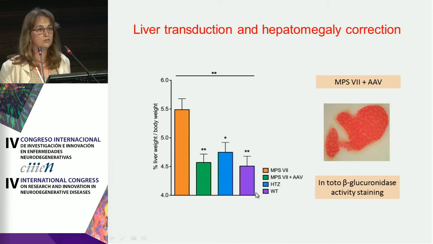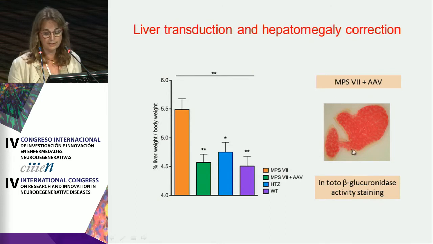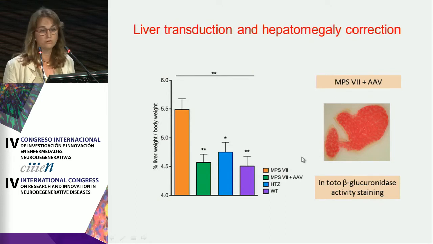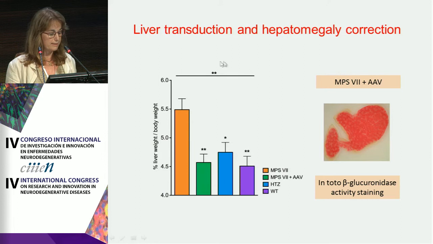When we inject the virus into the CSF, a small portion of the virus goes into the peripheral circulation. And this allows for the infection of other peripheral tissues, such as hepatocytes. Here you can see a section of the liver where we stain it for a colorimetric enzymatic assay that detects beta-glucuronidase activity. So you can see that we have activity in most of the hepatocytes. And this was enough to normalize the hepatomegaly, compared to the non-treated animals, to normal levels.